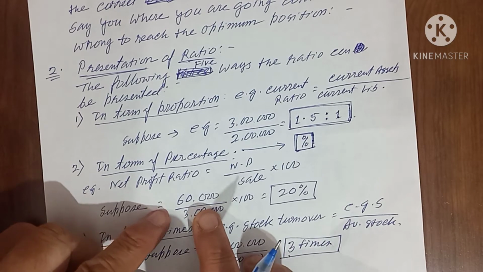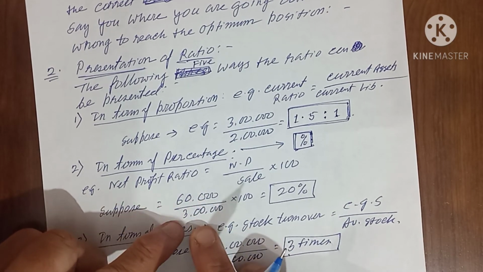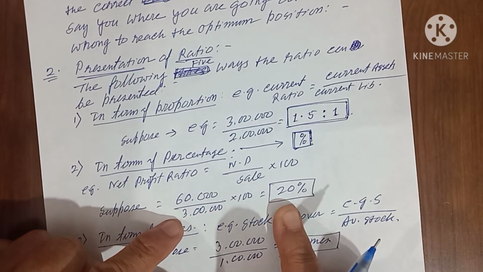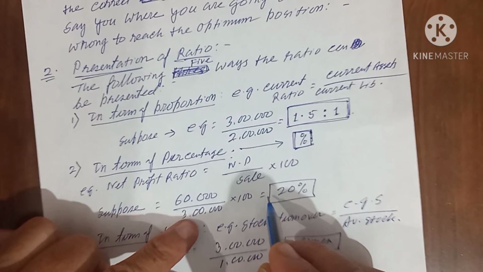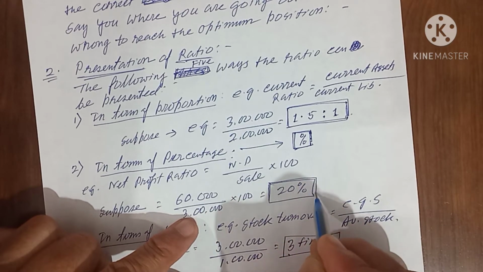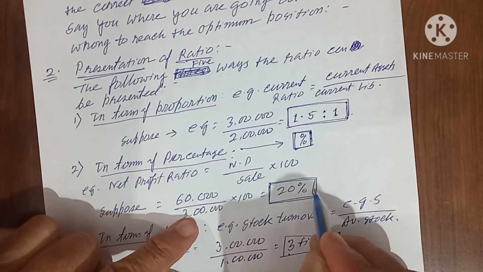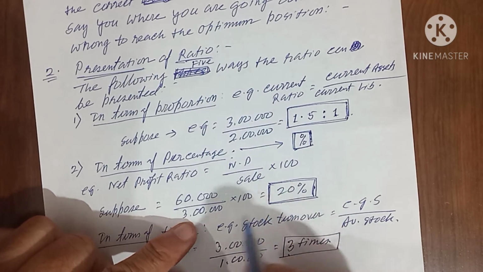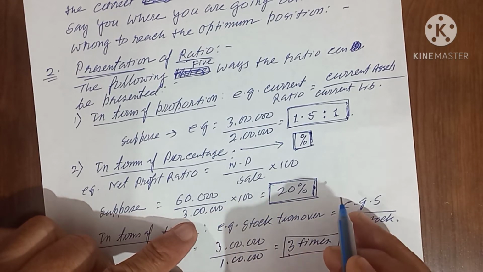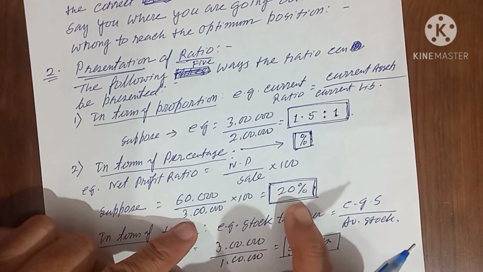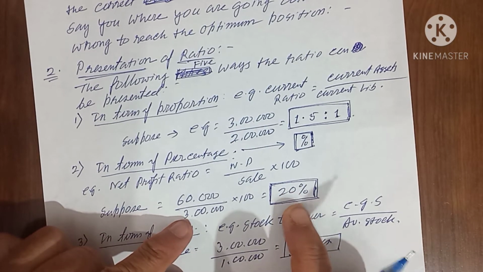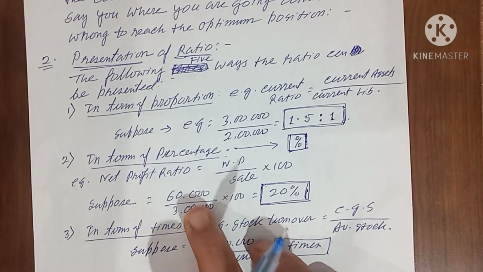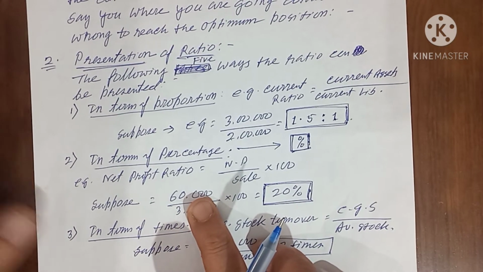Suppose net profit is 60,000 and sales is 3 lakh, and your net profit by sales into 100 comes to 20%. So 20% is your net profit ratio, and that can be expressed through percentage. This is the meaning of 20%: your net profit is 20% of your sales. Your sales is 3 lakh, and 20% of it is equal to 60,000.